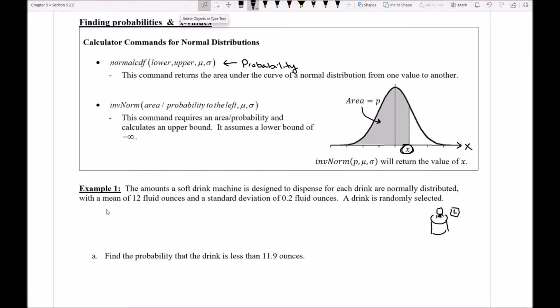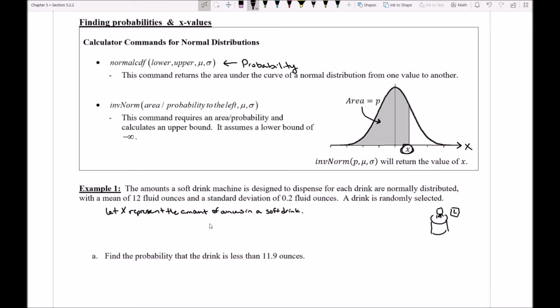So in this case, I could say, let x represent the amount of ounces in a soft drink, right? Like, I don't know how much liquid is actually going to end up in the cup. That's kind of what's in question right now.